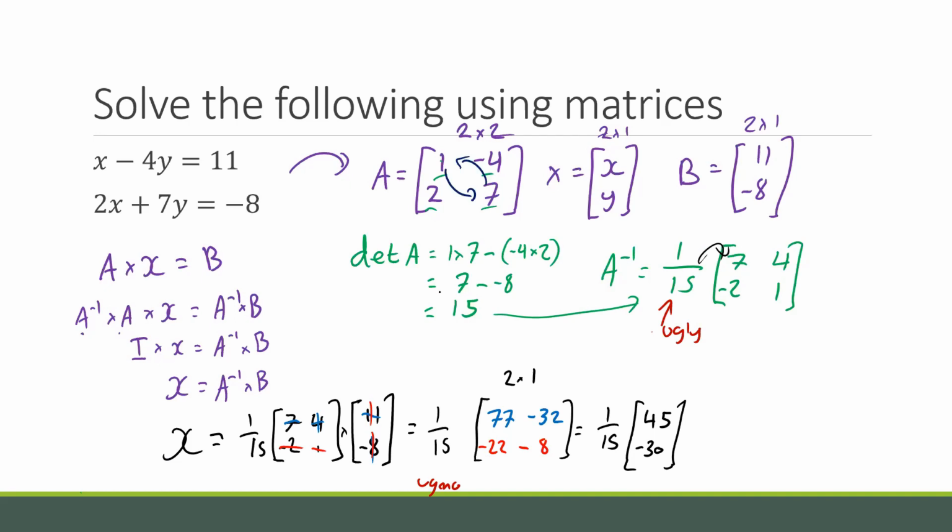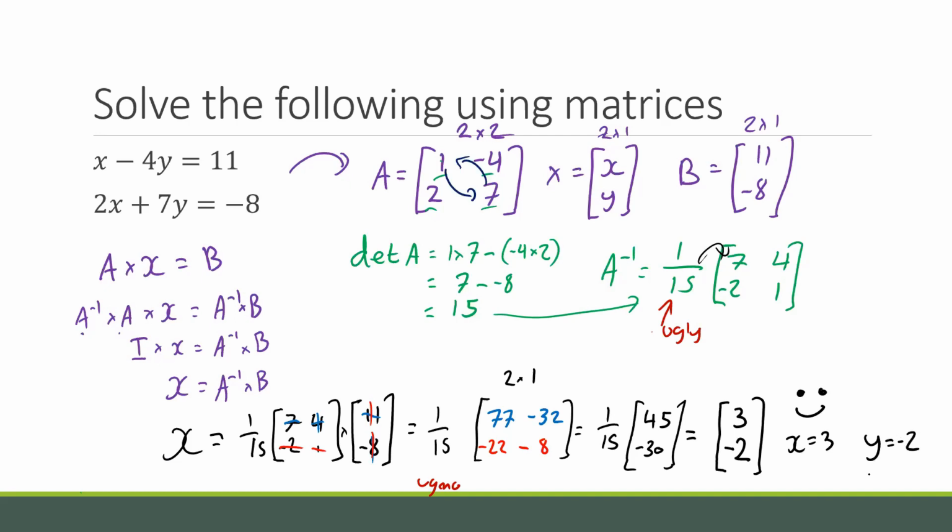Because if you wait till the end, it makes life so much easier, because you can then go, hey, 45 divided by 15, that's going to be 3. And negative 30 divided by 15, that's going to be negative 2. And that gives us an answer. X equals 3, y equals negative 2.